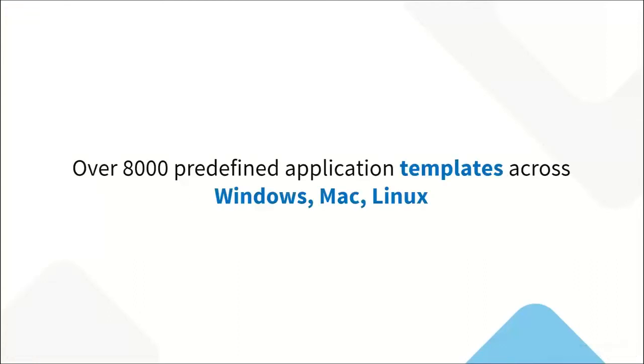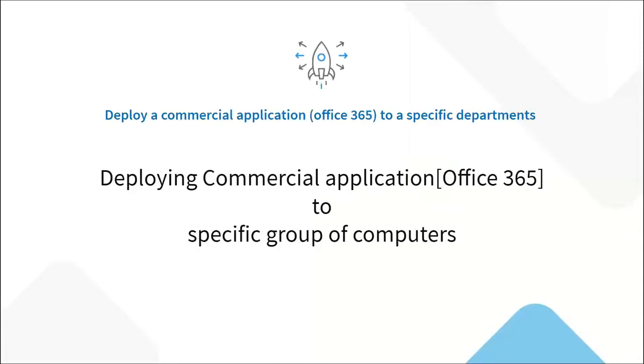As I already told, in Desktop Central, we have over 8,000 predefined templates across Windows, Mac, and Linux. So next, let us see how you can deploy a commercial application like Office 365 to a specific group of computers. In case you have any questions in deploying an application from templates, please feel free to post your questions in the chat box. So now let us go ahead and take a look at how you can deploy Office 365 to your specific group of computers.